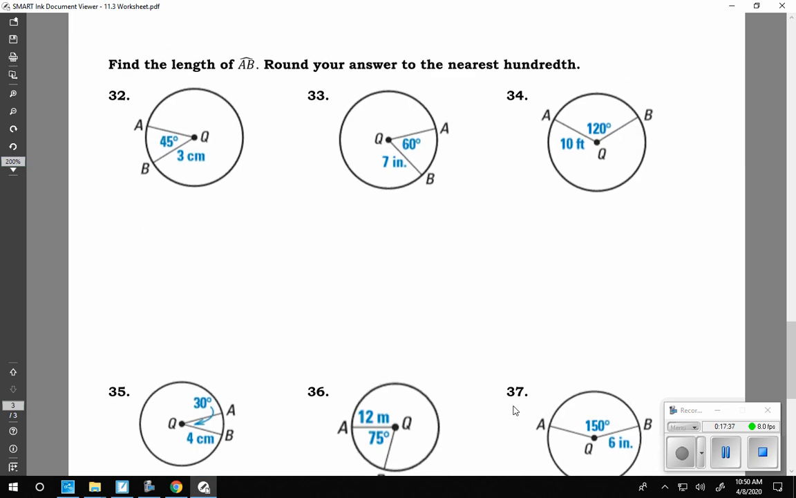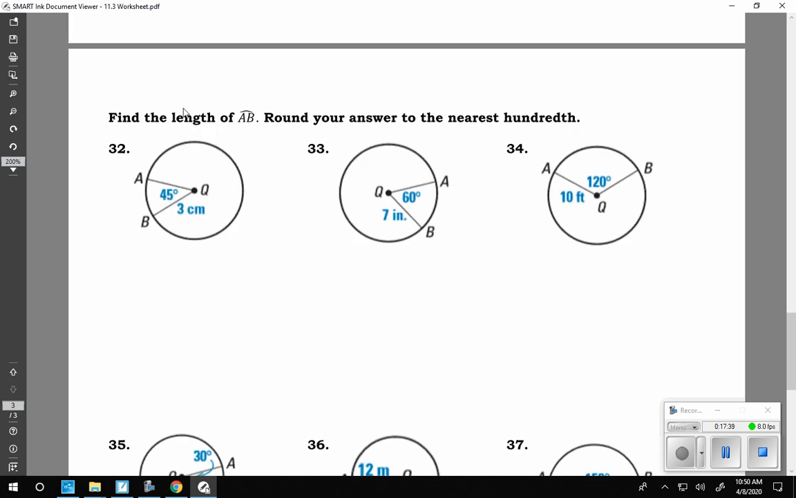And then just this last page, find the length of arc AB. So this is where you use the formula, right? The measure of arc AB over 360, because we want to know what portion of the circle it is, times 2 pi r. So we would plug in 45 here, and we would plug in 3 for r here. And that's what you're going to do for the last 6 problems. As always, let me know if you need any help.